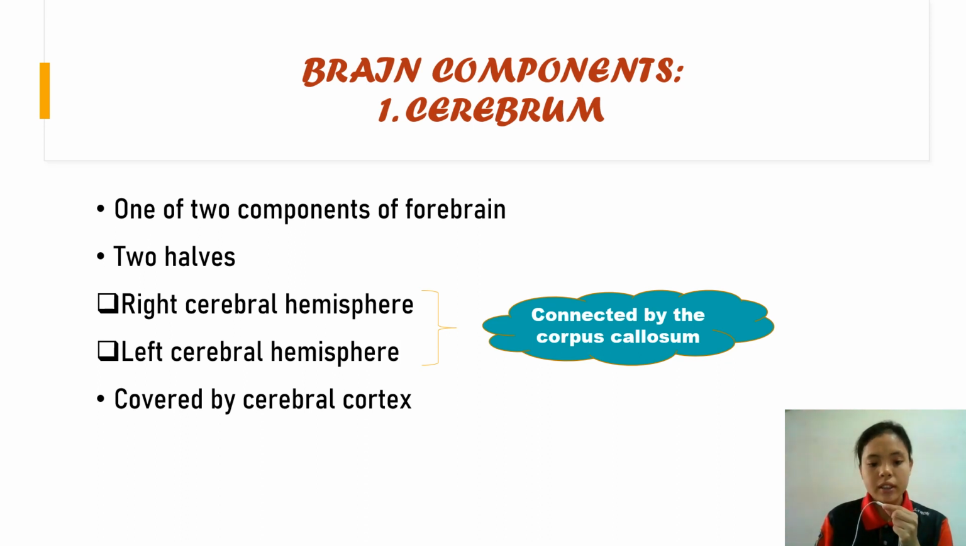So, both hemispheres are covered by cerebral cortex. Okay, so what is cerebral cortex? Cerebral cortex is known as the outer layer of the cerebrum. So this covering is a thin tissue of nerve cell bodies called gray matter, which is about 2 to 5 millimeter thick.